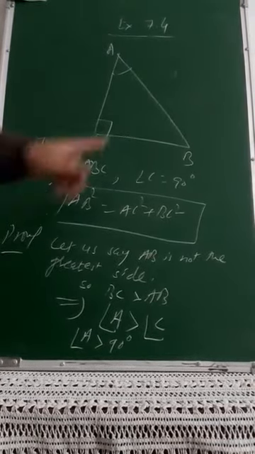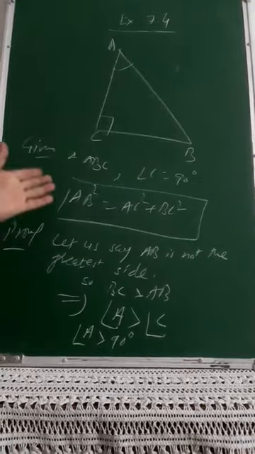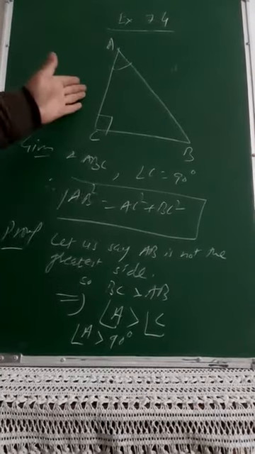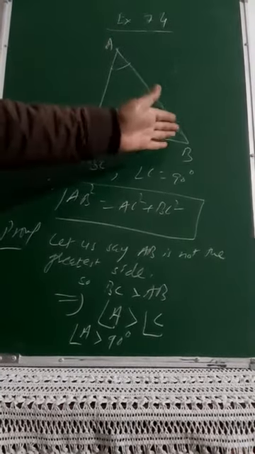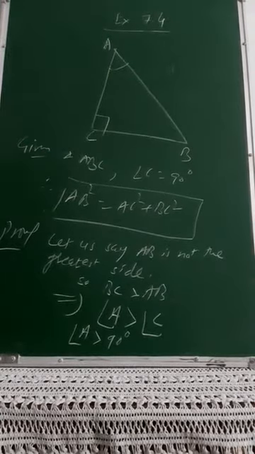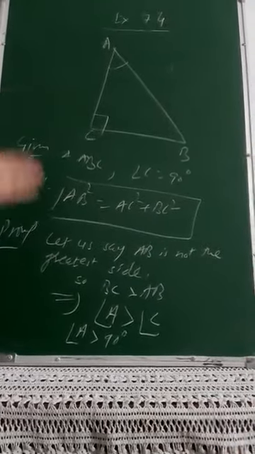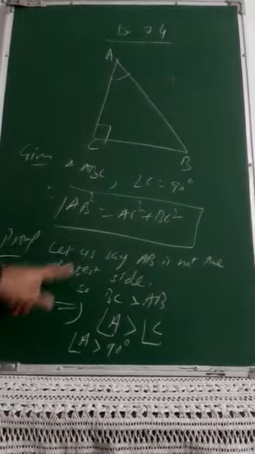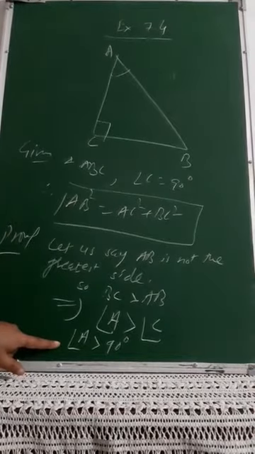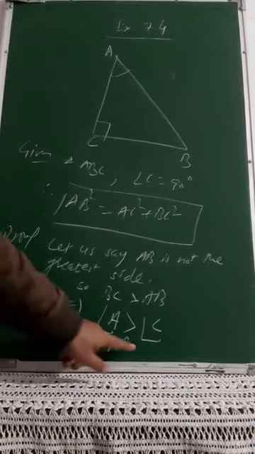Why? Because AB is the hypotenuse. Similarly, you can compare your AC also. The same way, this angle B would be greater than 90 degrees, which again will not be possible. So there is no need to write that again. One is enough from your answer point of view, as I have given to you here.